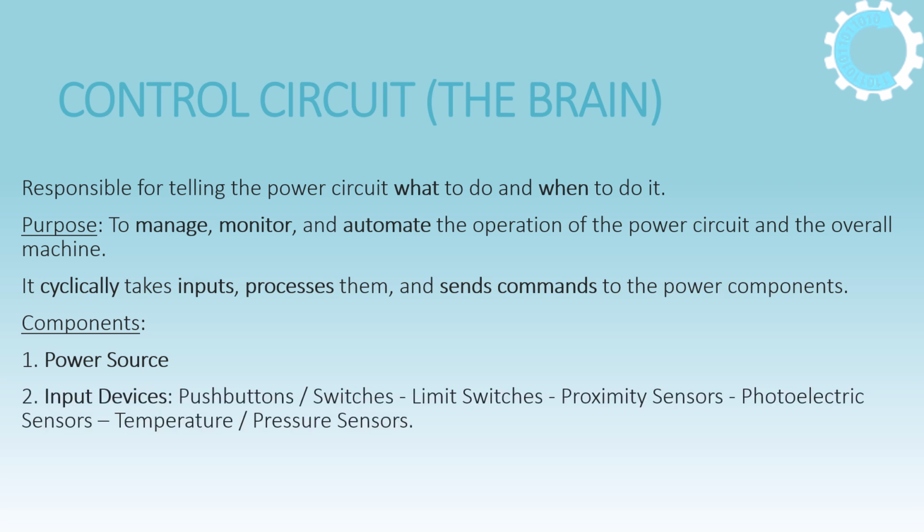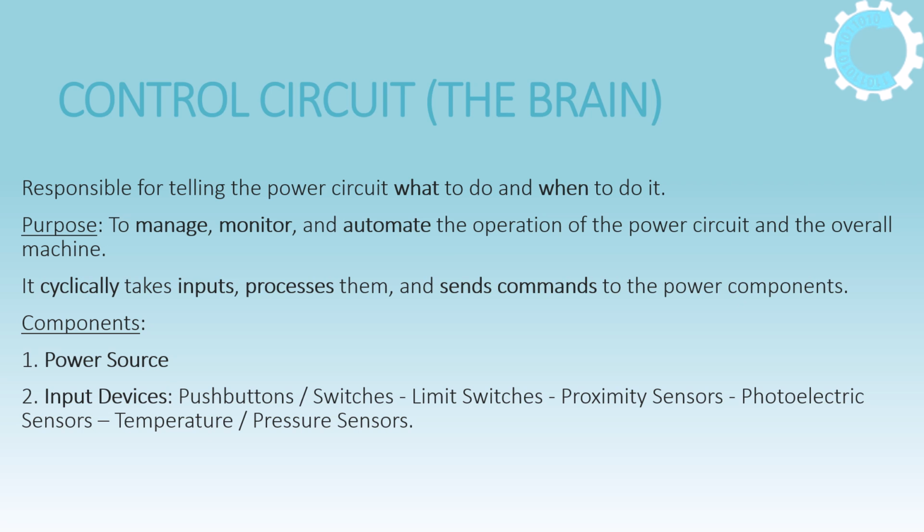Second, the input devices like push buttons and switches that are manual operators for starting, stopping, or selecting modes. Limit switches used to detect the physical position of machine parts. Proximity sensors used to detect the presence of objects without physical contact. Photoelectric sensors used to detect objects using light beams. Temperature and pressure sensors used to monitor environmental or process conditions.